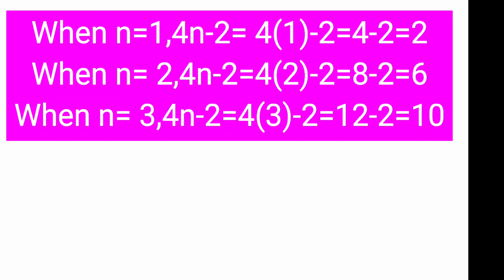And here are the other examples. When n equals 1, 4n minus 2 equals 4 times 1 minus 2, which equals 4 minus 2 equals 2. When n equals 2, 4n minus 2 equals 4 times 2 minus 2 equals 8 minus 2 equals 6. When n equals 3, 4n minus 2 is 4 times 3 minus 2 equals 12 minus 2 equals 10.